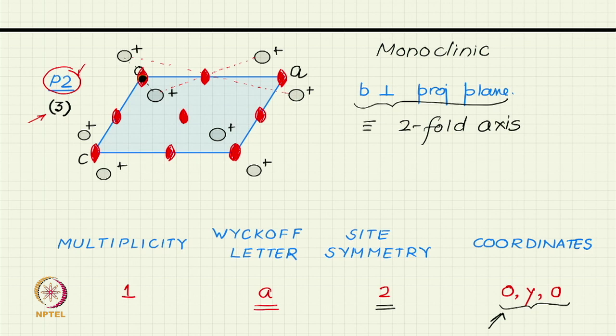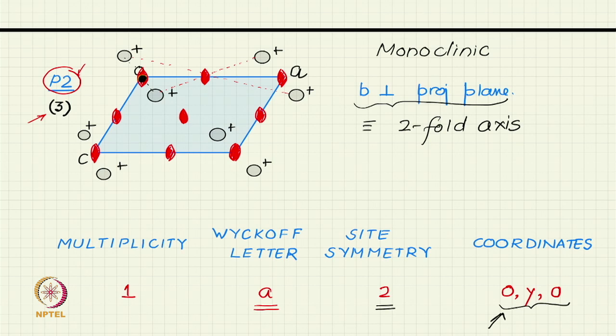Now, if I try to create equivalent positions for this, you can see that unlike this open circle which got rotated by 180 degrees and gave you another equivalent point, this will rotate on itself because it is on the rotation axis. So, it will not create any new equivalent position. That is why it will remain where it is and its site symmetry is 2.